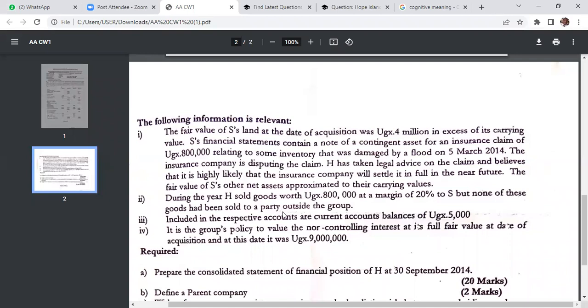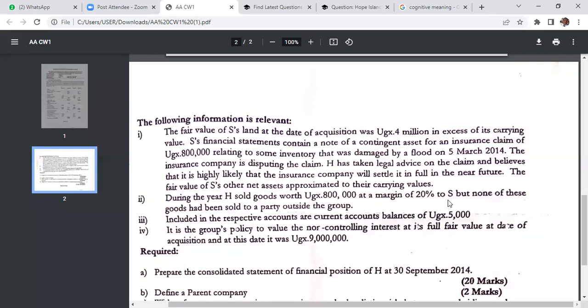So when you're reading this statement, usually you're looking out for non-realizable profit, especially if they ask for the statement of financial position. Because if they ask for a statement of profit or loss, even this 800,000 is important. You go under revenues, remove it, go under cost of sales and remove this very figure. However, for the statement of financial position, you're interested in the unrealized profit. And that unrealized profit arises on inventory that is still within the group.